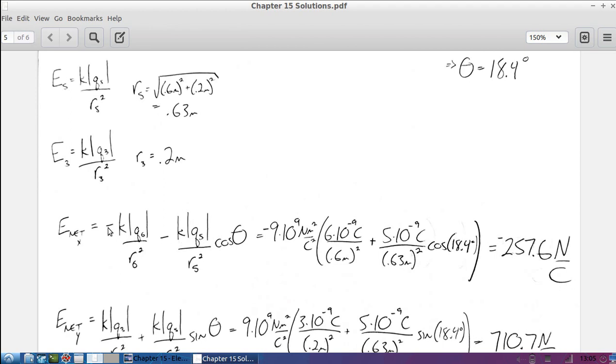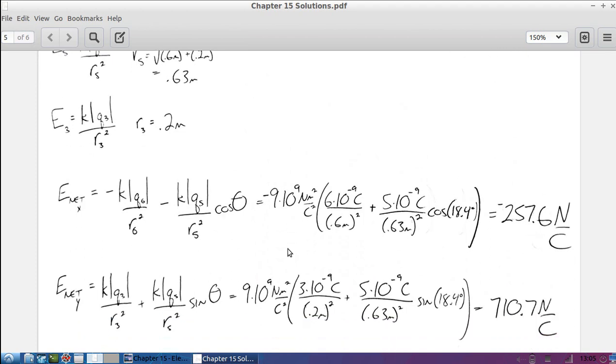Now I could factor out a k. You don't really have to, because there's not a whole lot to factor out. It doesn't make my life that much easier, but I factored out a k, and I factored out a negative sign too. See how both these terms are negative? So I factored out a negative k. I'm left with q6 over r squared for the 6 nanocoulomb charge, 0.6, plus q5 over the distance that I found up here, the diagonal of the rectangle, 0.63 meters squared, times the cosine of that angle.